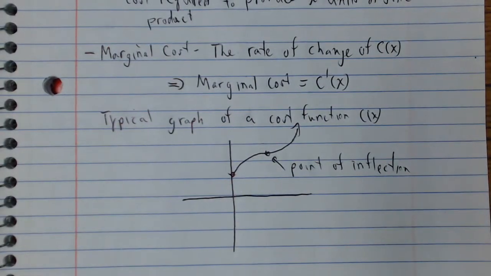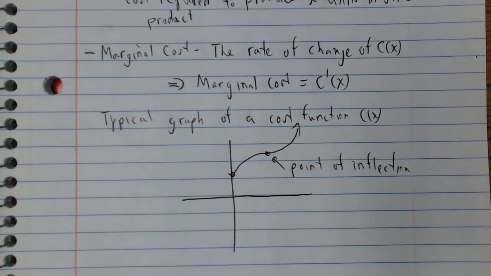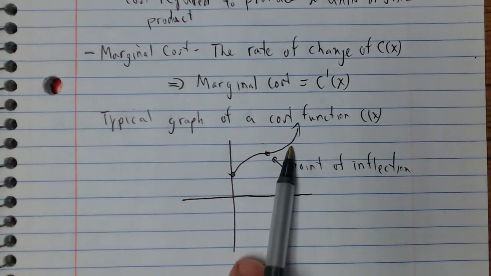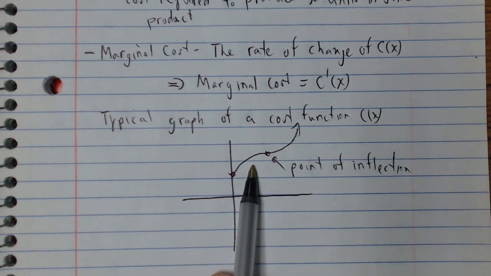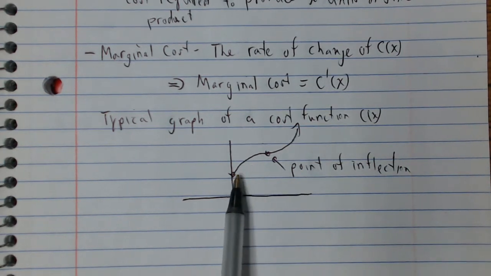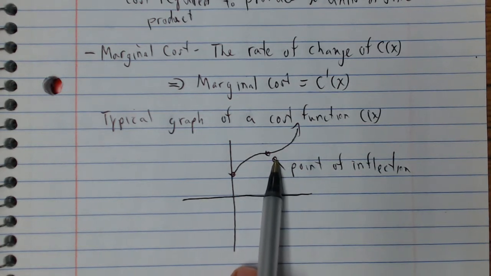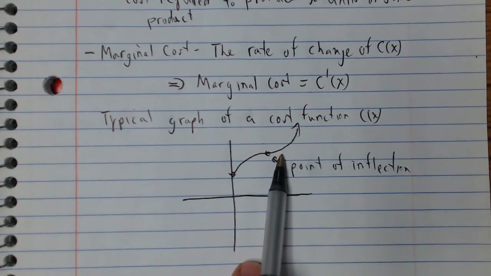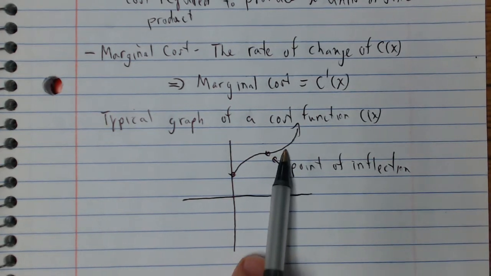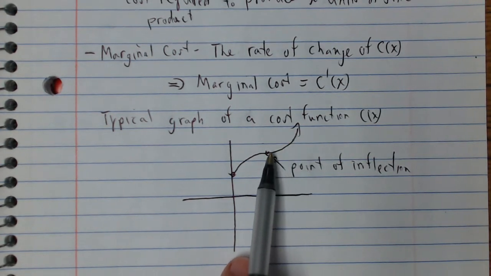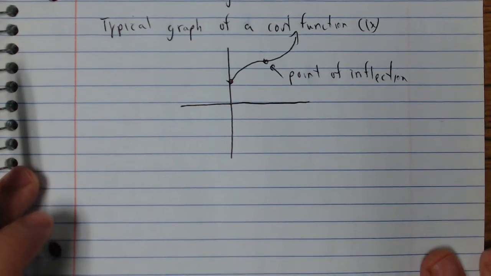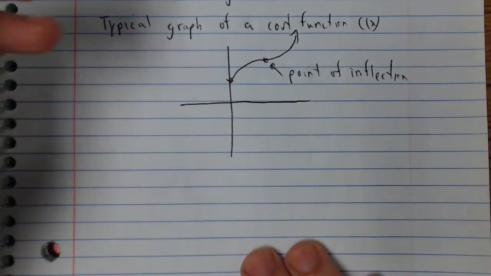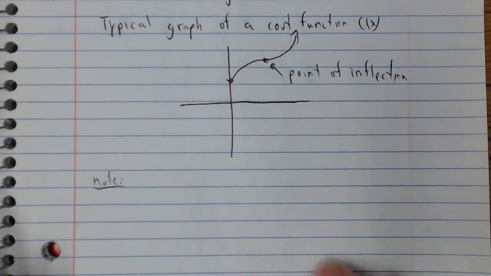So let's make some comments about the graph of C of x, which we could make sense of why it has this pattern. See, in the beginning, of course, the more product you produce, your cost goes up, but at first it doesn't increase as quickly because we're being more efficient with our fixed costs. And then after a while, you get inefficiencies in whatever it is that you're producing, and then your cost starts increasing at a much quicker rate, which gives us this point of inflection. So let's make some comments about this graph here, and then we'll go on with the rest of this section.